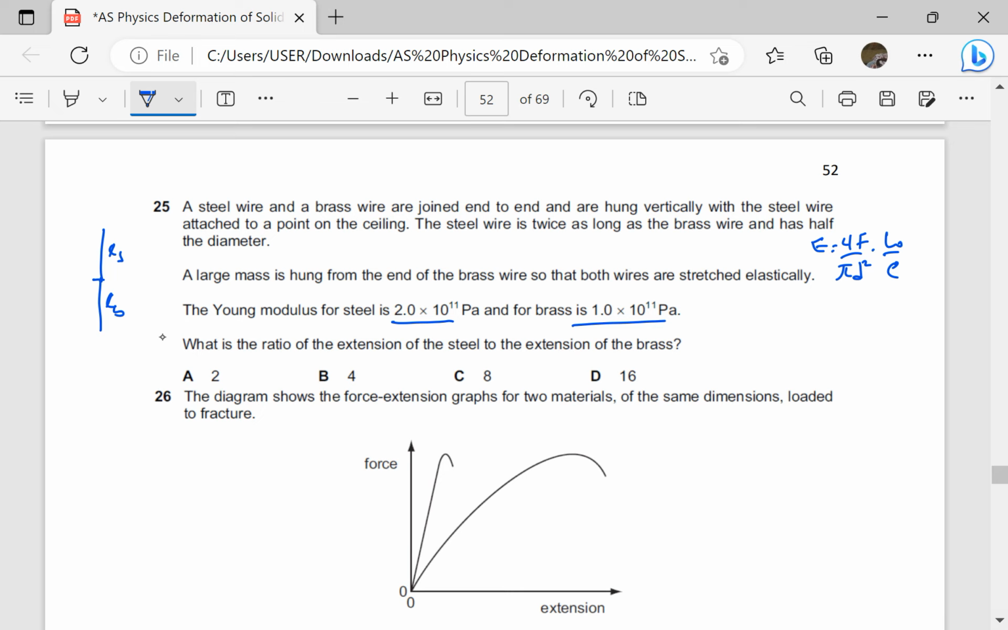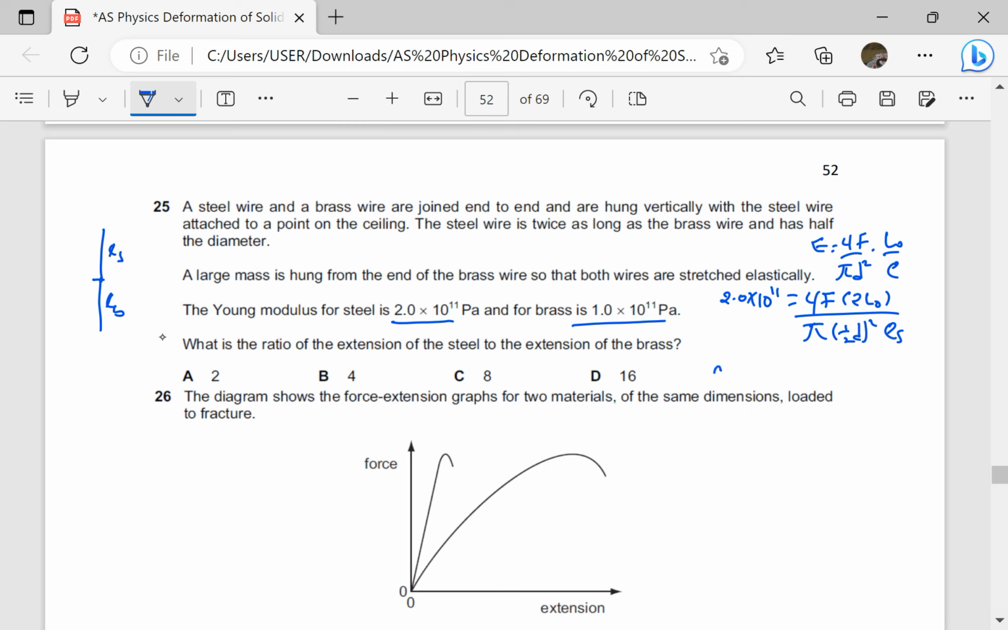So for steel, 2.0 times 10 power 11 is going to be equal to 4 times F, because they are joined together, the load is the same. They said the steel wire is twice as long, so the length here we just say twice L naught, divided by pi, and it has half the diameter, so this will be a half D squared. Then times the extension of steel, which I'm going to call ES.